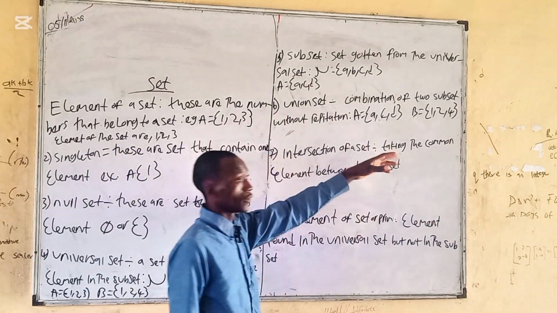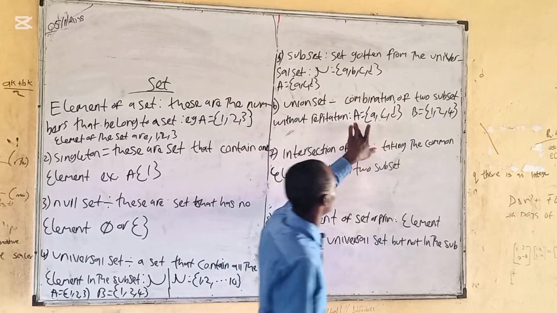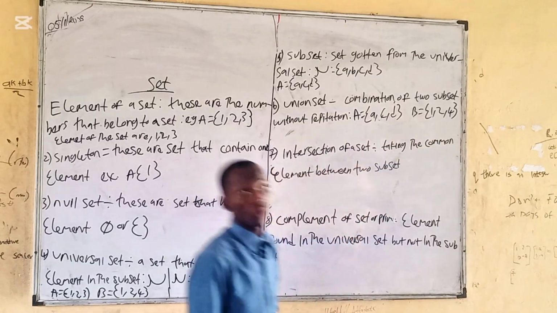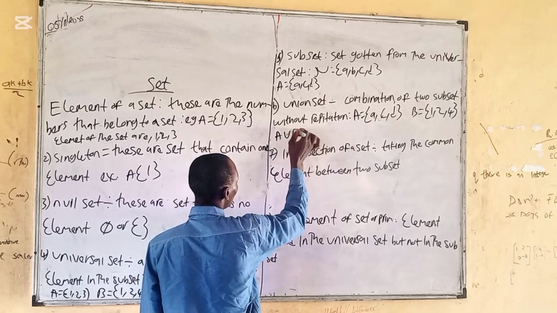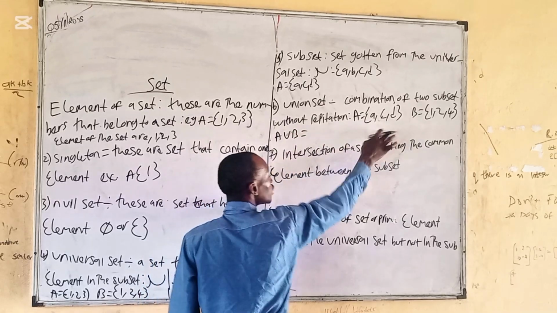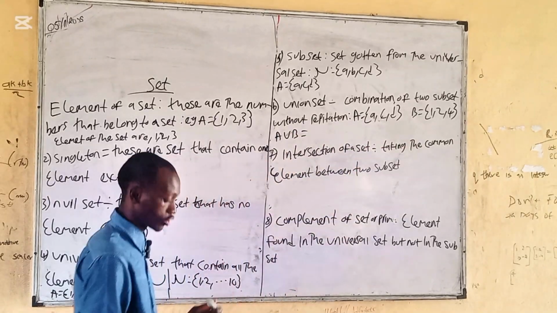Now, 1, 2, and 4. These are subsets. Now, the union of the sets is denoted somehow. Say A union B. Now, the combination of the two sets without repetition.